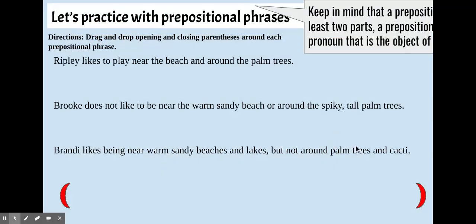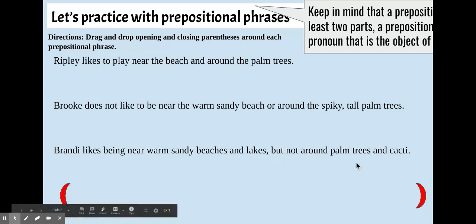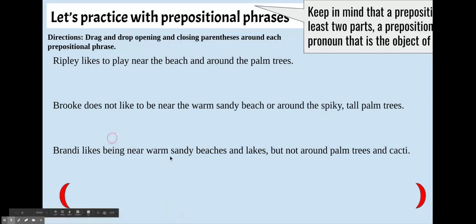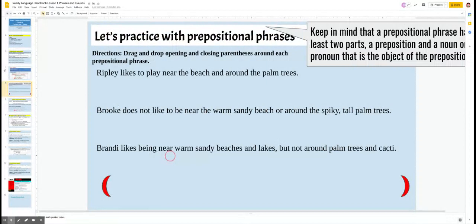All right. So we're going to practice with prepositional phrases, and we're going to drag and drop our little parentheses over here into their spot. And we're going to see if you know where they go. So let's do the first one together.